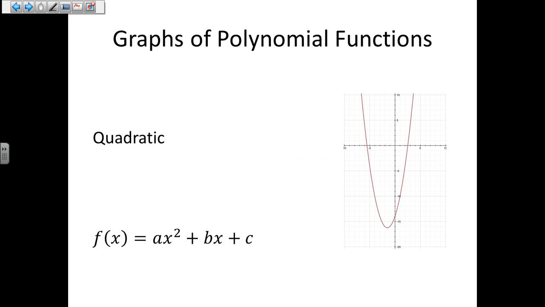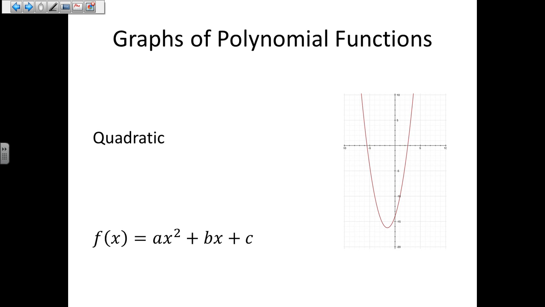Now a quadratic function, that is ax squared plus bx plus c, we've talked about a lot, and you probably really shouldn't have any problems graphing this either. You can find the x and y intercepts, you can find the axis of symmetry and the vertex, and you should be very used to this.